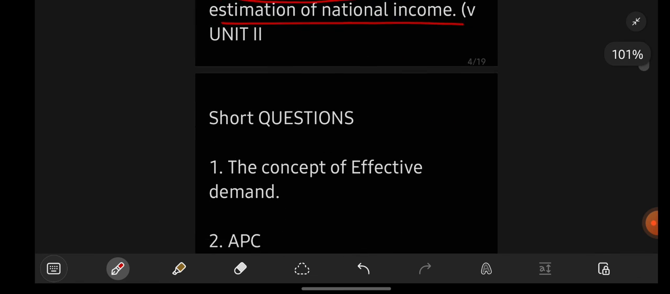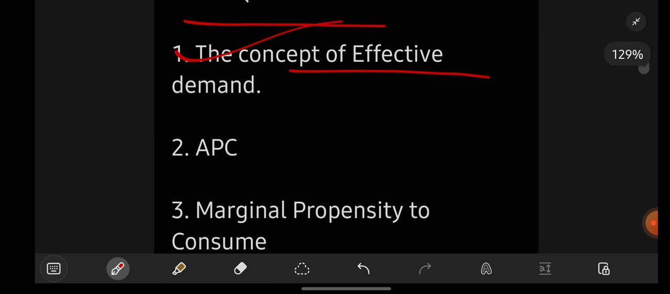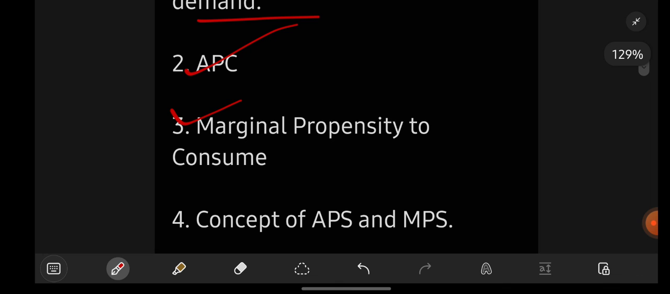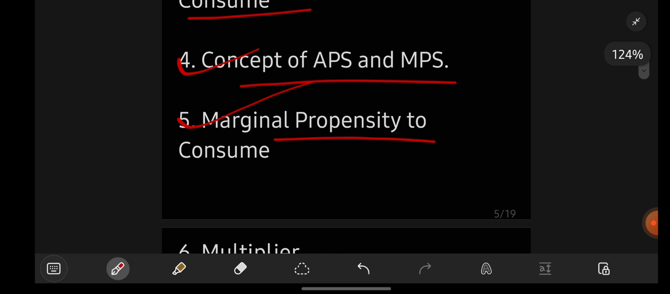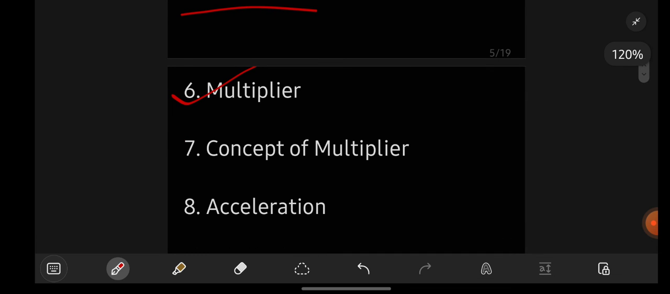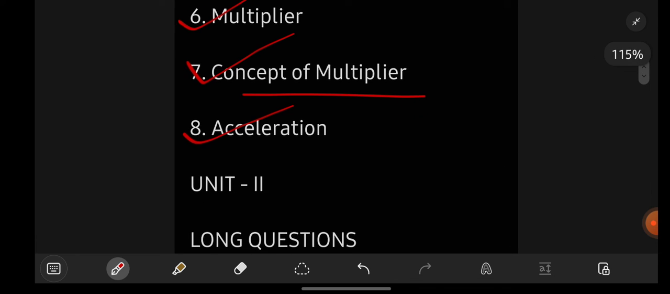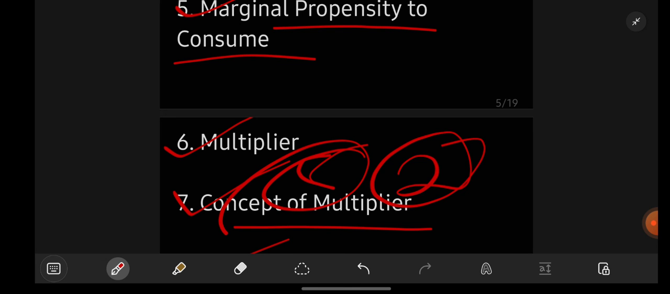Okay, now let us go with unit 2. In unit 2, short important questions are the concept of effective demand, APC, marginal propensity to consume, concept of APC and MPC, marginal propensity to consume. Then we have multiplier, then concept of multiplier, acceleration. So these are the 8 important questions from unit number 2.